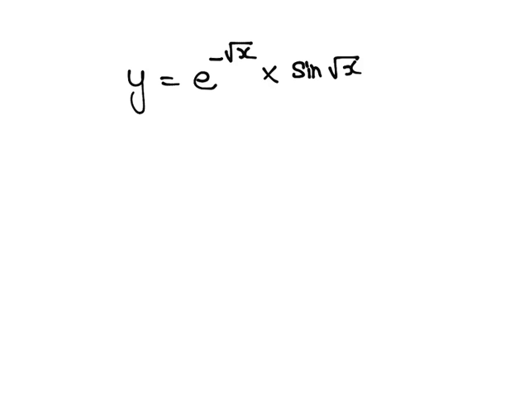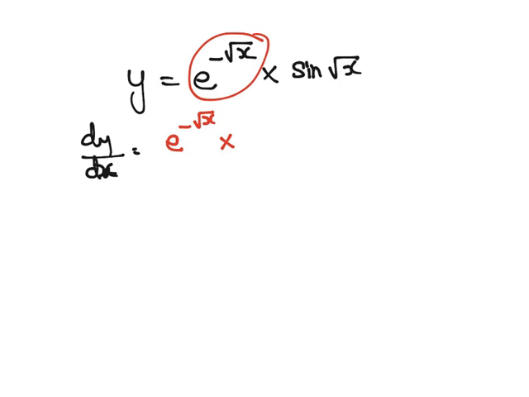Now let us do one more. Okay, so this is the problem. Y equal to e power minus root x multiplied with sine root x. So dy by dx equal to, okay. Now first I'll differentiate the first one. Now it looks like e power x, so derivative is the same thing, so e power minus root x multiplied with, now I need to differentiate the power, which is nothing but minus 1 into derivative of root x, which is 1 by 2 root x, multiplied with the second function, which is sine root x.